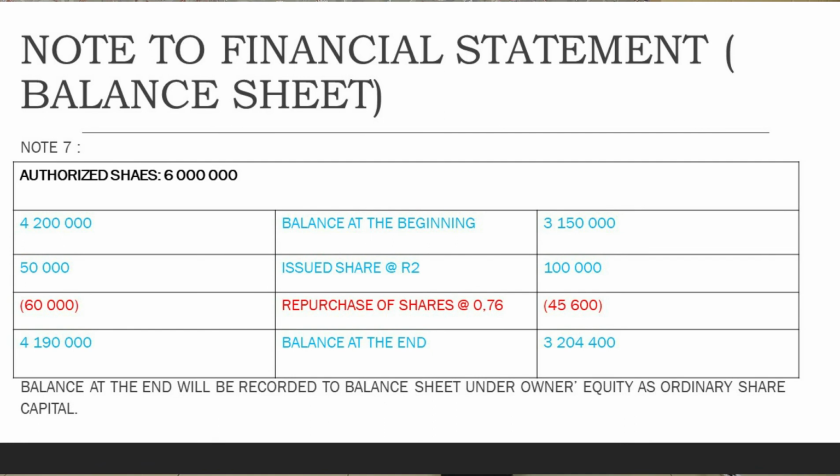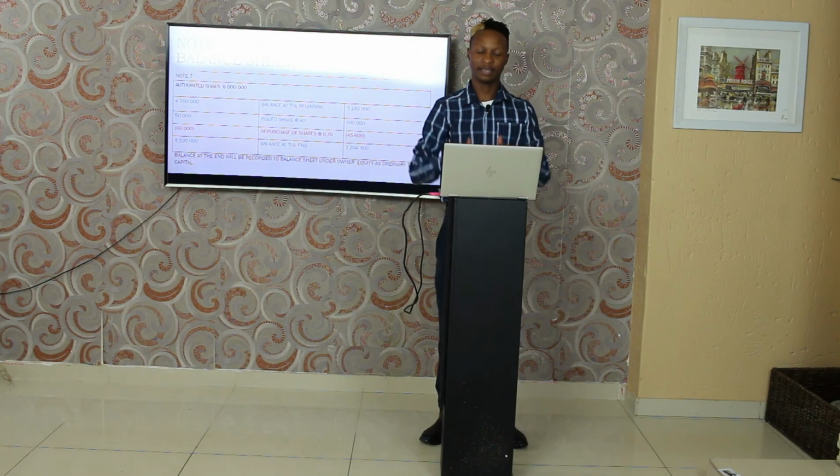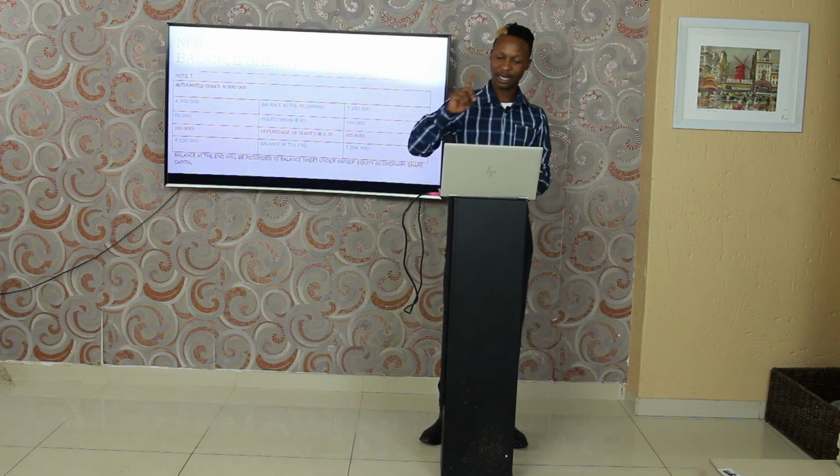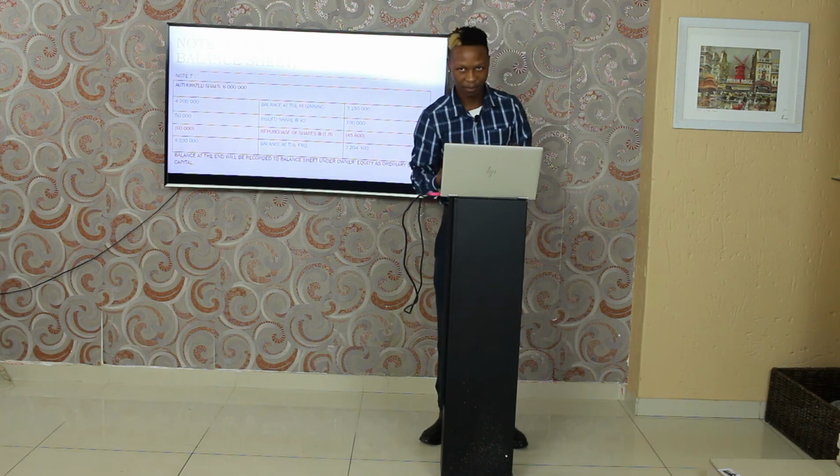You have your authorized share capital of 6 million shares, and then you will have your balance at the beginning, your opening balance, which you have already recorded as 3,150,000, and then on that side you show the shares 4,200,000, and then we issue out shares, and then we repurchase, and then we close off. We just go straight. It's a straightforward procedure. That's why we say it's a note. Balance at the end will be recorded to the balance sheet under owner's equity as ordinary share capital.